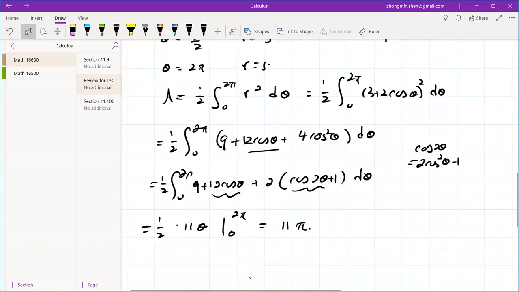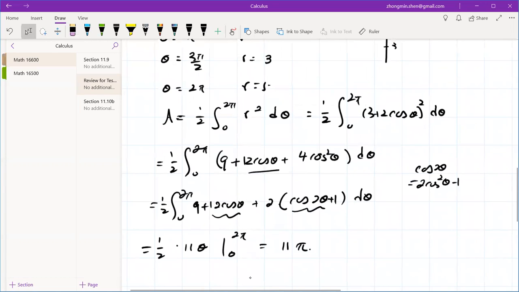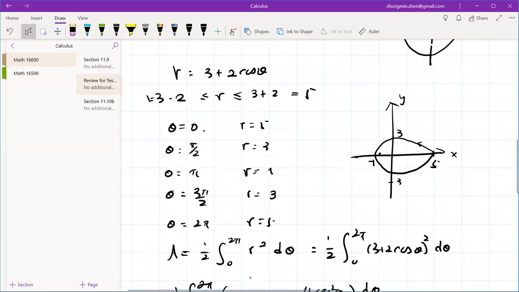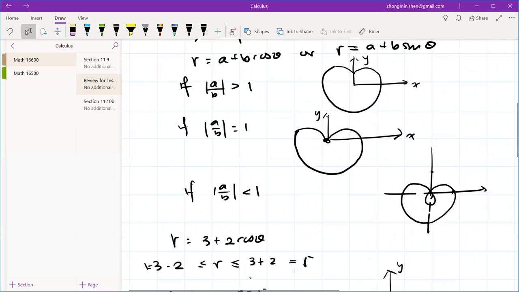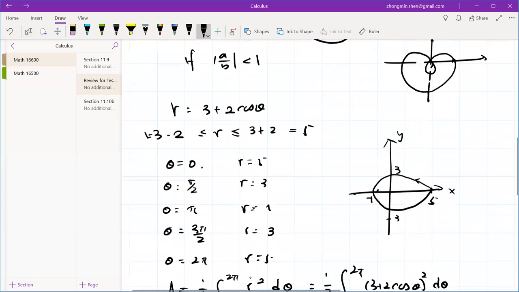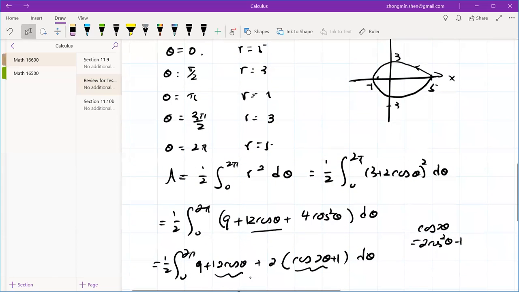So the problem on the test is still about polar equations, and you have to learn how to sketch this graph. If the polar equation is in this form, a plus b cosine theta, you should know there are 3 types of curves. I think a more precise picture should be, let me show that it's not a curve in. It's going to be like that. But anyway, there are 3 versions.